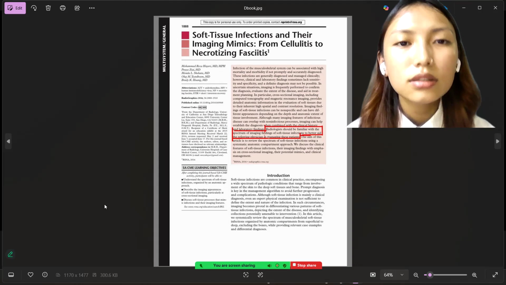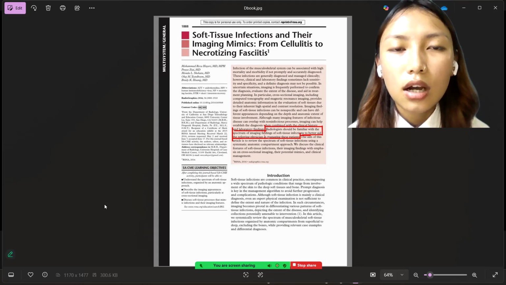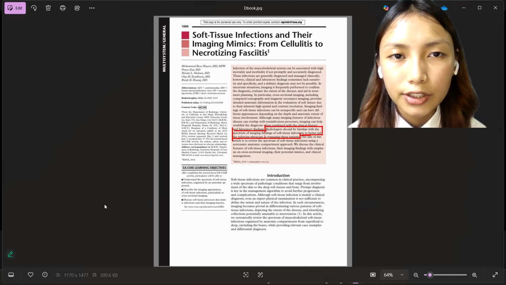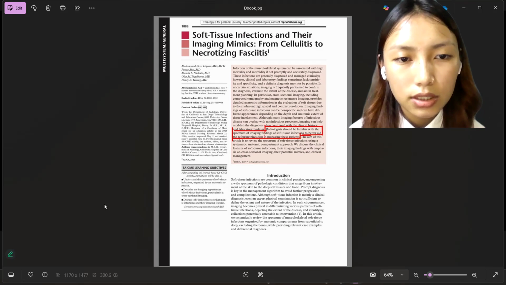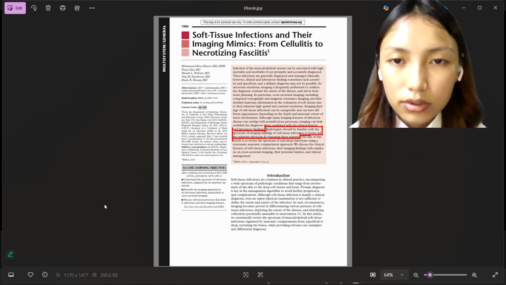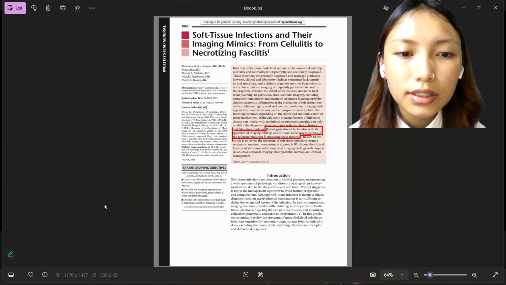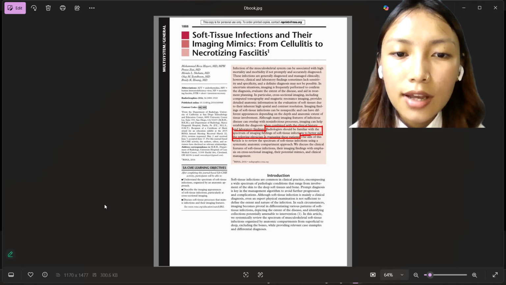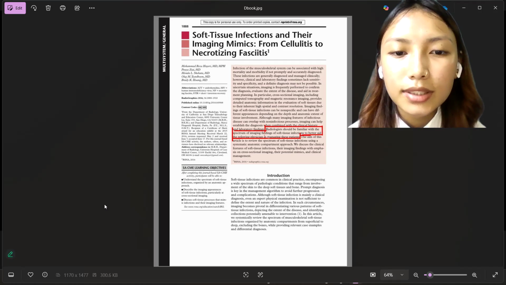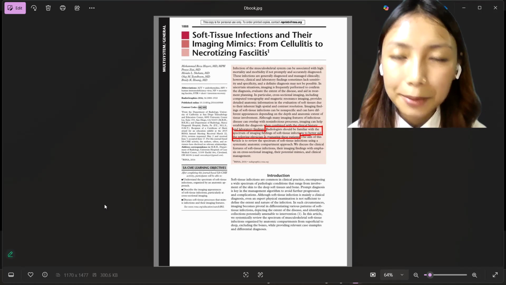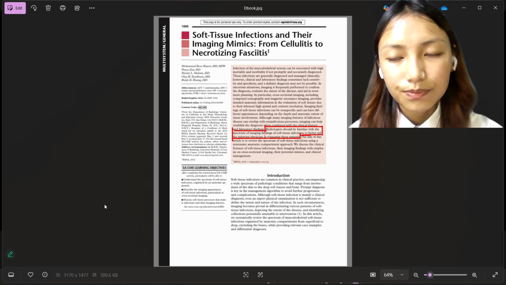Okay. This is a book written by Mohammad Reza Harry and his colleagues, and the title is Soft Tissue Infection and Their Imaging Mimics. Soft tissue infections are common conditions that radiologists encounter in clinical practice. These infections can range from simple cellulitis to complex necrotizing fasciitis and abscess formation. Because the clinical presentation is often non-specific, like pain, swelling, or redness, imaging plays a key role in diagnosis.